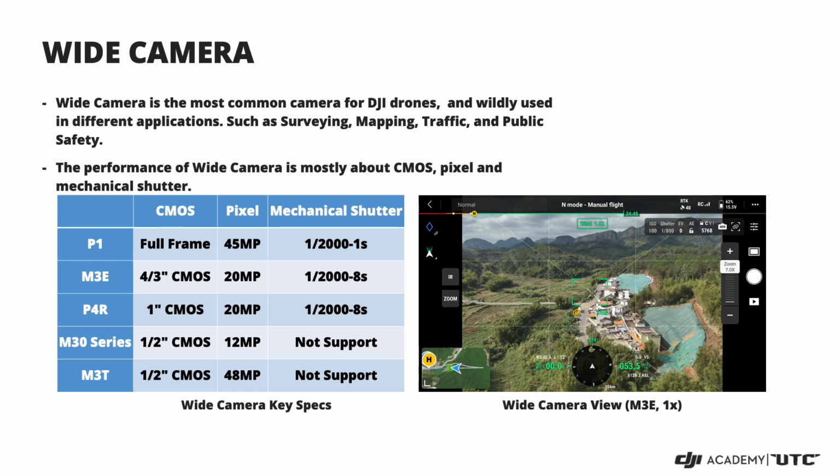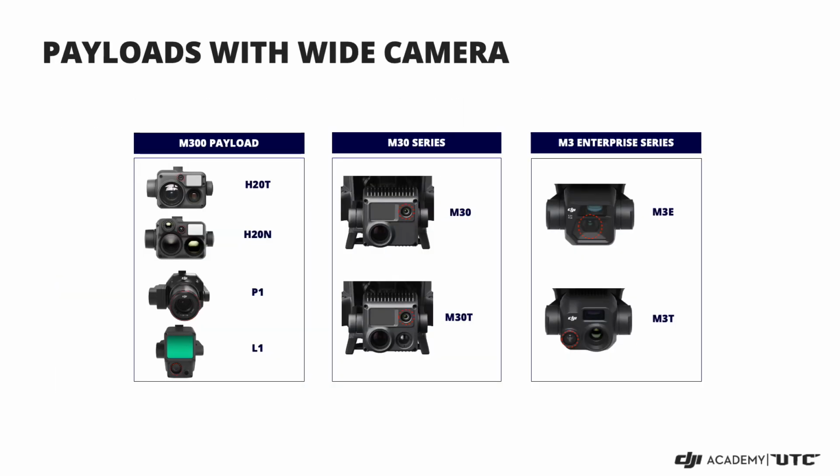A bigger CMOS sensor means a large pixel size, which can capture more light. A mechanical shutter can let the aircraft fly faster when taking photos and reduce the rolling shutter effect. Take M3E as an example. The mechanical shutter can let it achieve interval shooting at 0.7 seconds, which is much shorter than the Phantom 4 RTK. These are the payloads with wide camera and its location.